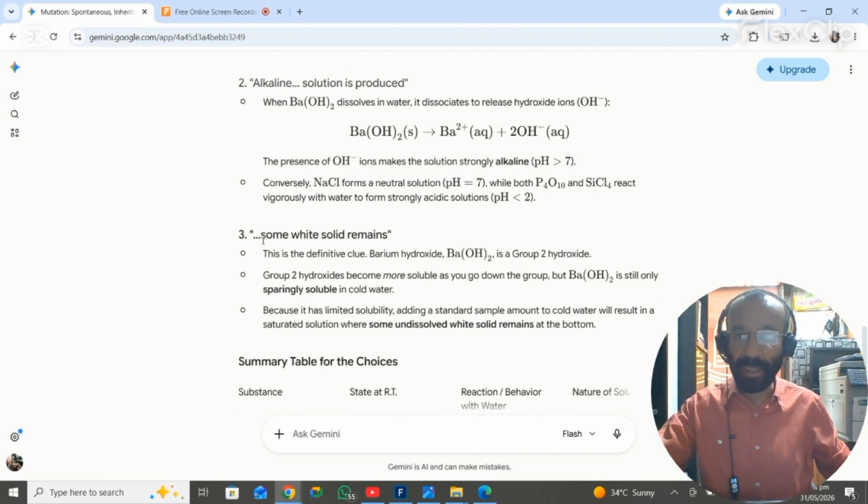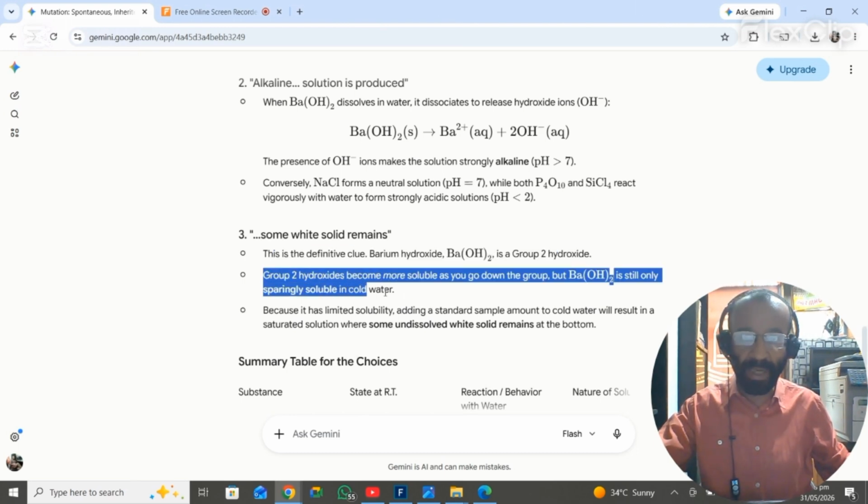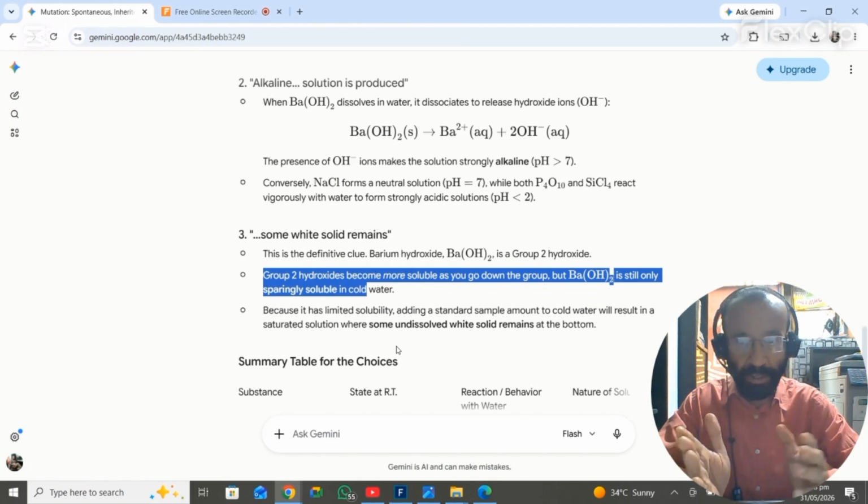And the third hint that is given in the question is that some white solid remains. So this is a definitive clue. Barium hydroxide is a group 2 hydroxide, and group 2 hydroxides become more soluble as you go down the group, but barium hydroxide is still only sparingly soluble in cold water because it has limited solubility. Adding a standard sample amount of cold water will result in a saturated solution where some undissolved white solid remains at the bottom. So the answer is barium hydroxide.